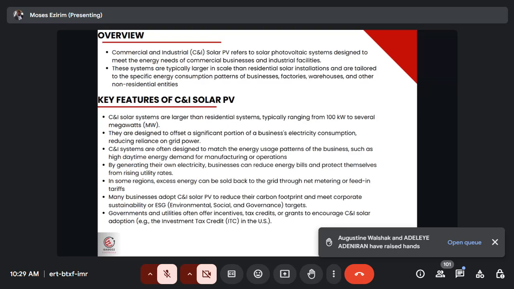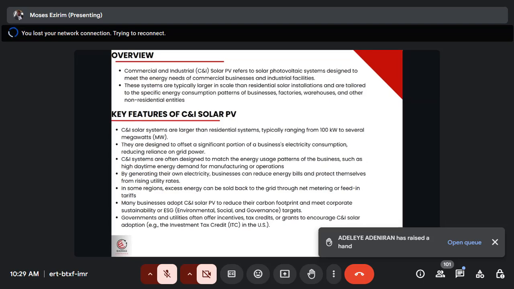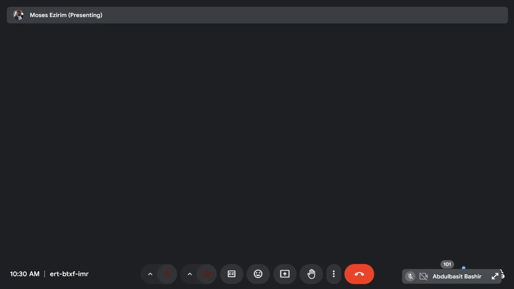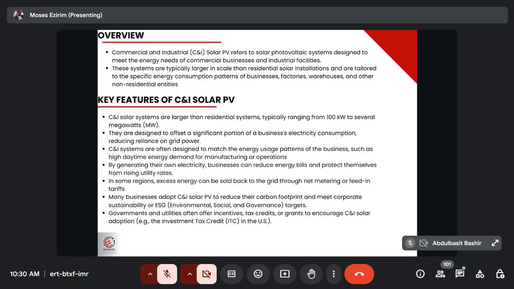You need a constant power supply, all right? And a constant power supply comes at a cost. It is very, very expensive, all right? So for you to be able to still be in business, and you are generating power supply, you need to reduce the cost. And for you to be able to reduce the cost, that is where you have your C&I, all right?